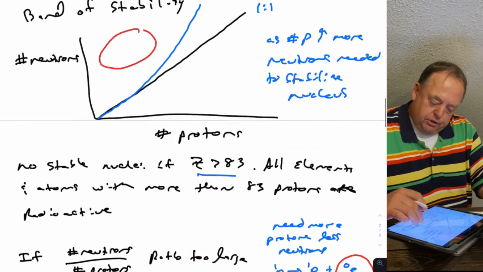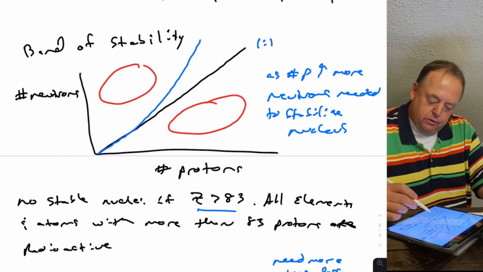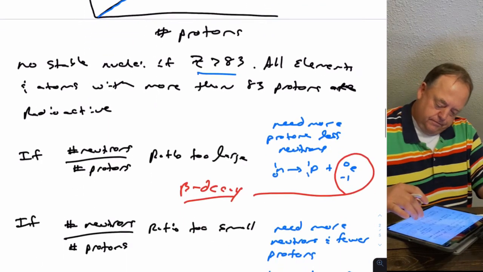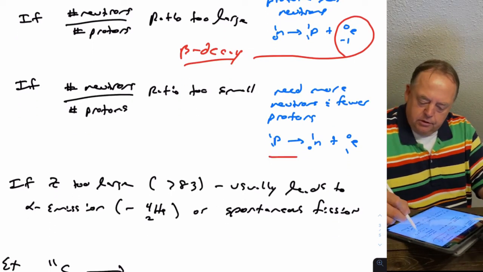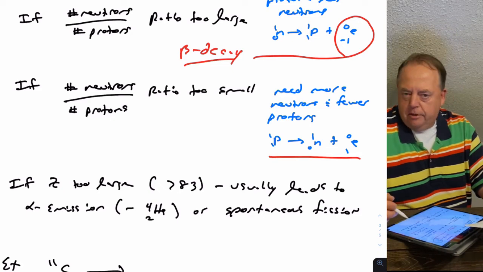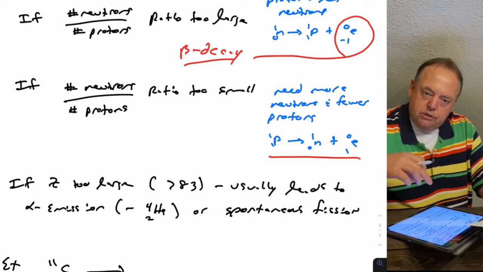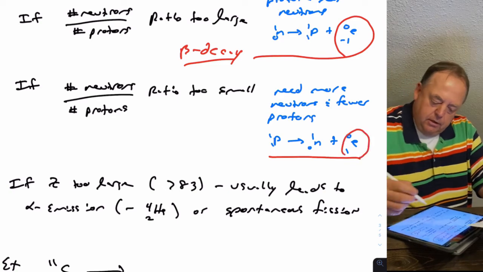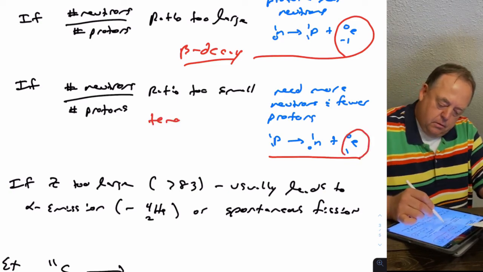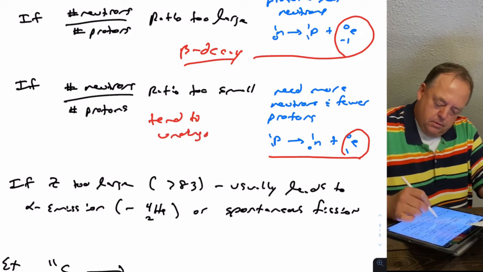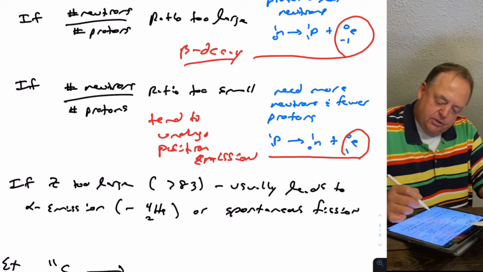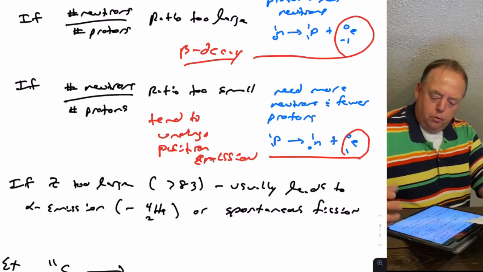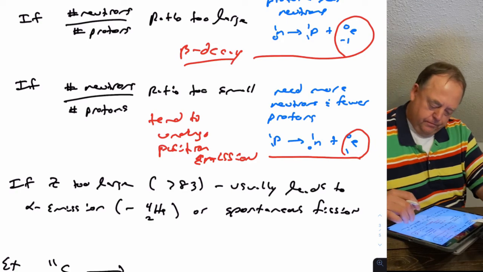If the neutron to proton ratio is too small, so if you're in this region, if you have too many protons, not enough neutrons, then you need more neutrons and fewer protons, so this nuclear reaction can happen. A proton can be converted into a neutron, so that would increase the ratio. And so these types of nuclei will tend to undergo positron emission or electron capture, which will both change that ratio to increase it.